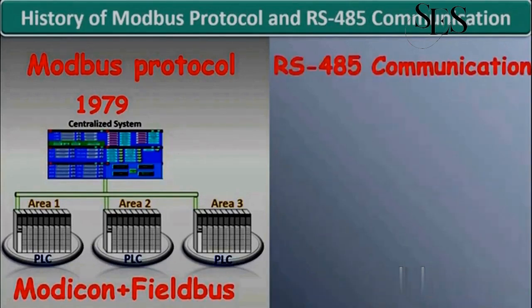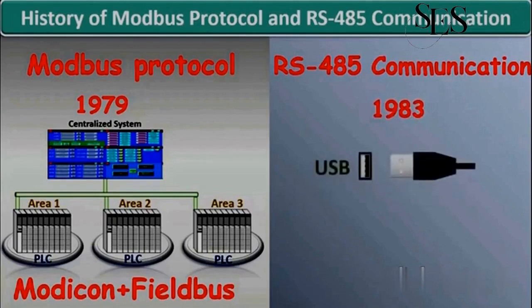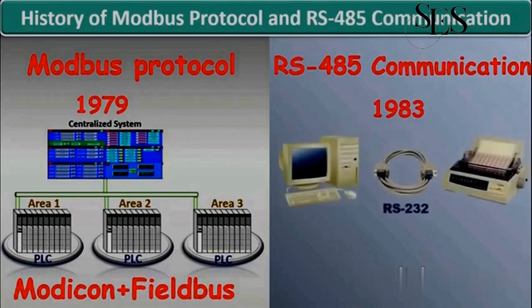Similarly, let's see some history of RS-485 communication. RS-485 was introduced in 1983. It was approved in March 1998. You normally see nowadays USB was used for communicating different devices, or any other fast medium was used for communicating different devices. But in old days, the serial communication via RS-232 was used for communicating these devices.